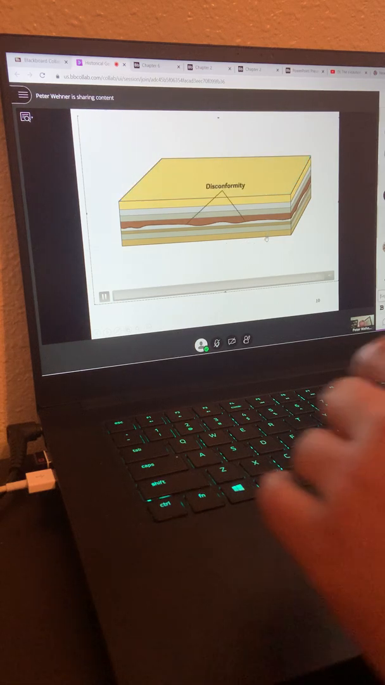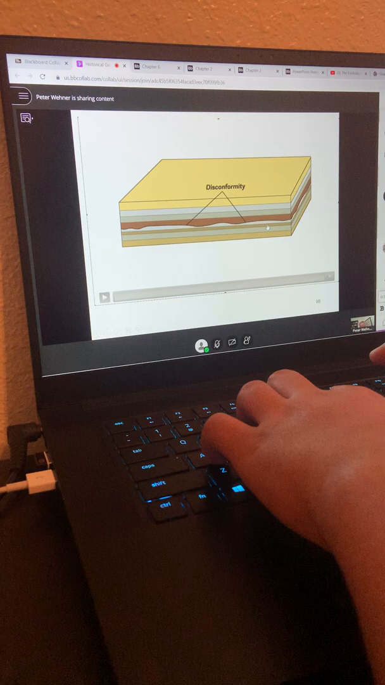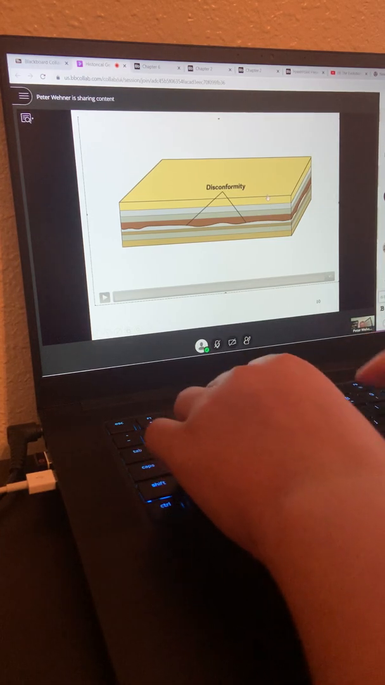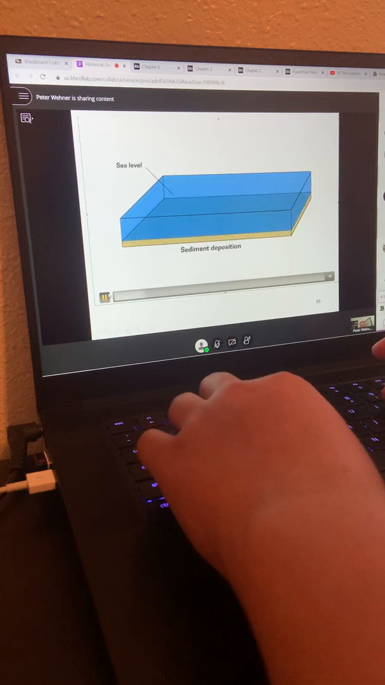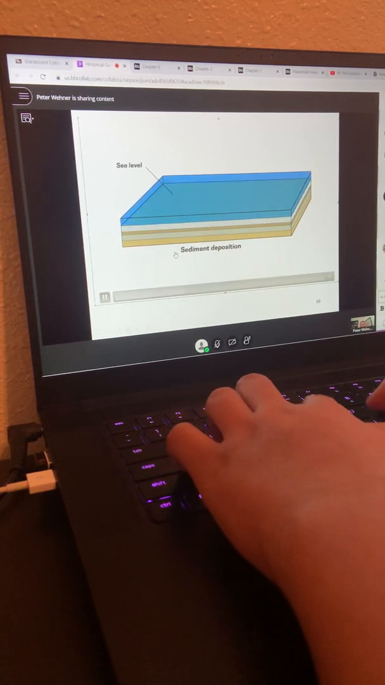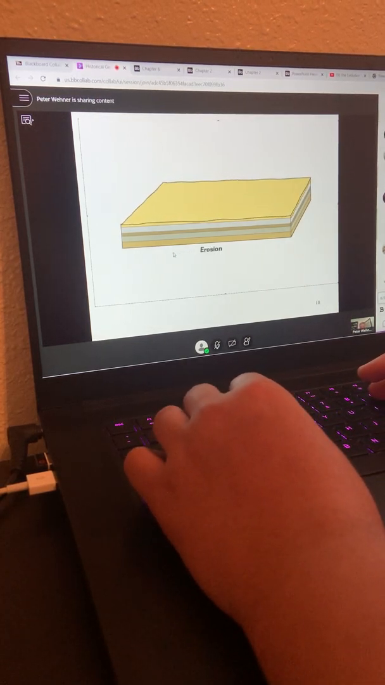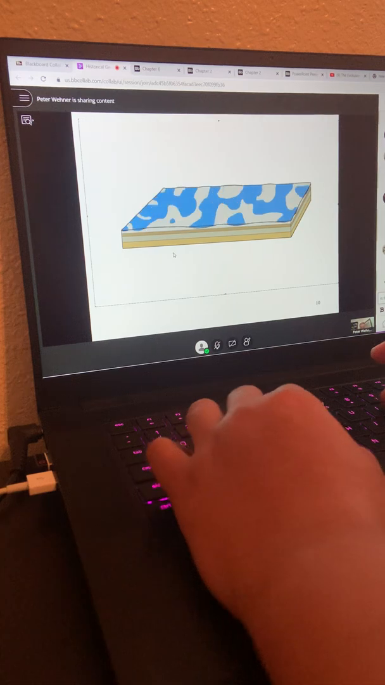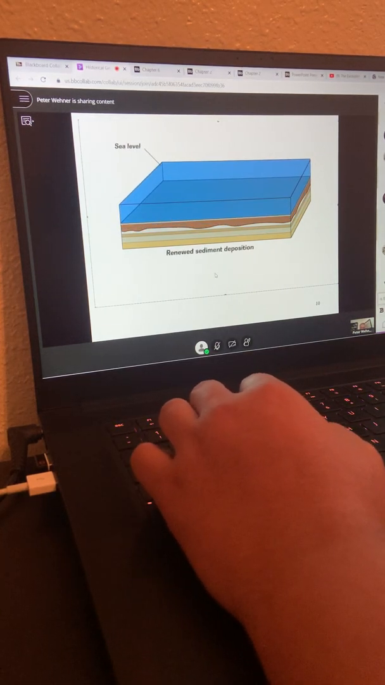It doesn't match or doesn't equate to a consistent record. It's not a continuous record. And so this model of a disconformity is showing erosion causing that gap. So some rock layers were removed by erosion. There's our gap in time.